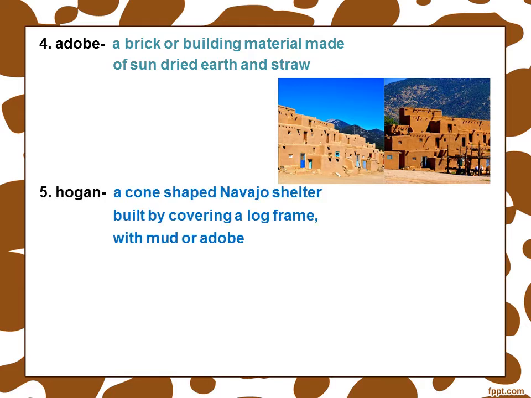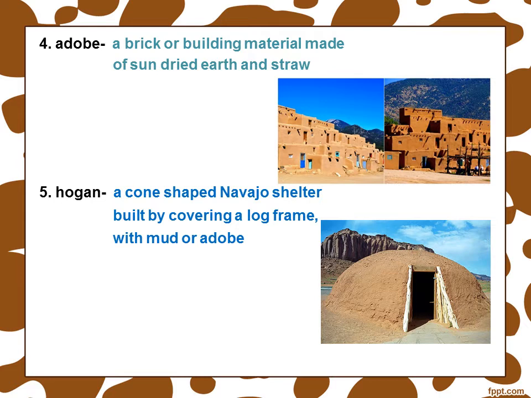And number 5 is hogan. It is a cone-shaped Navajo shelter built by covering a log frame with mud or adobe. This one is similar to a wigwam, but the difference is a wigwam is a round bark-covered shelter, and this one is covered with mud or adobe.